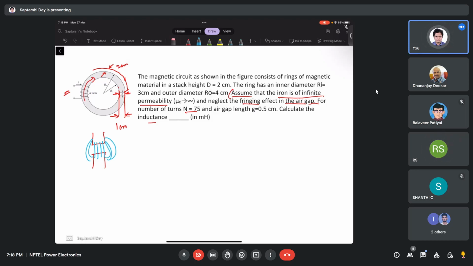Especially if you are very close to saturation. But we have been asked that the effective area of cross section increases. Yes. So we have been asked to find out the permeance of this path only. The permeance of this path only.